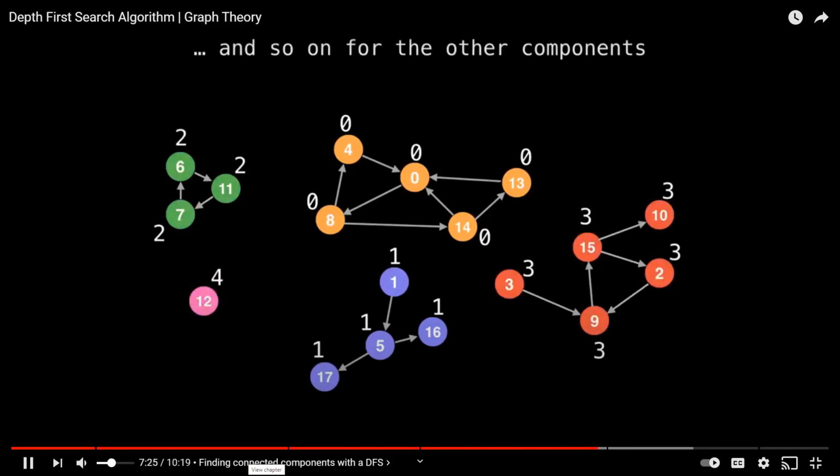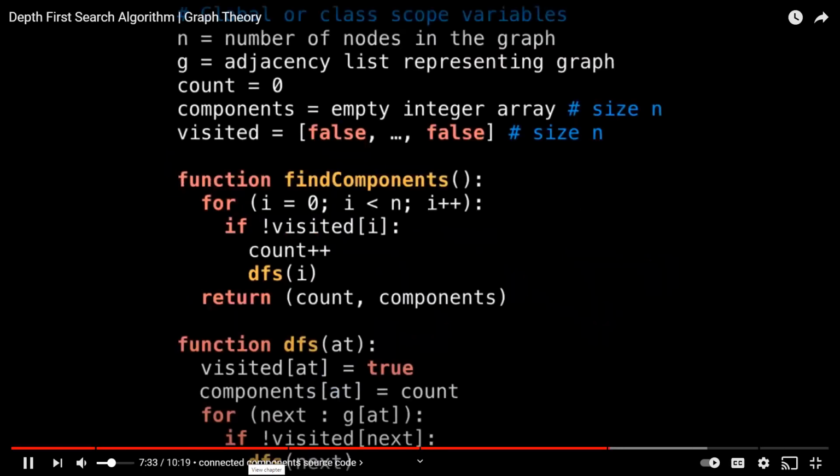So we do this for every component, and eventually we get to label all the components, and we used a depth first search to do that. Awesome, so that's how we find connected components using a depth first search. Now let's look at some pseudocode for how we do this.